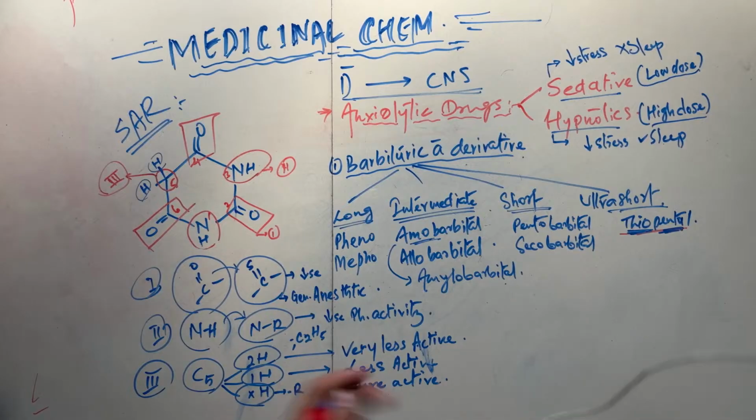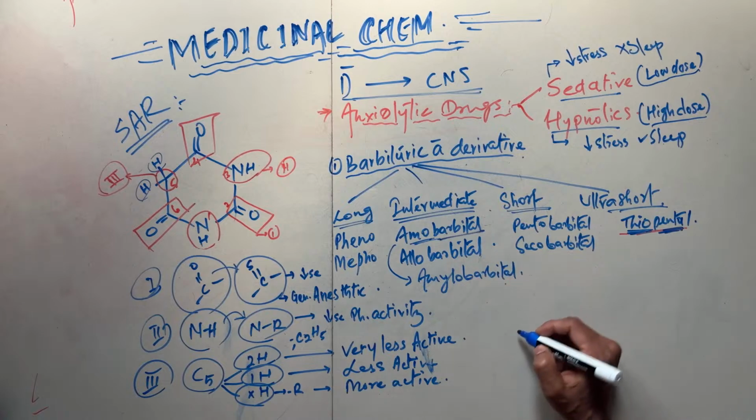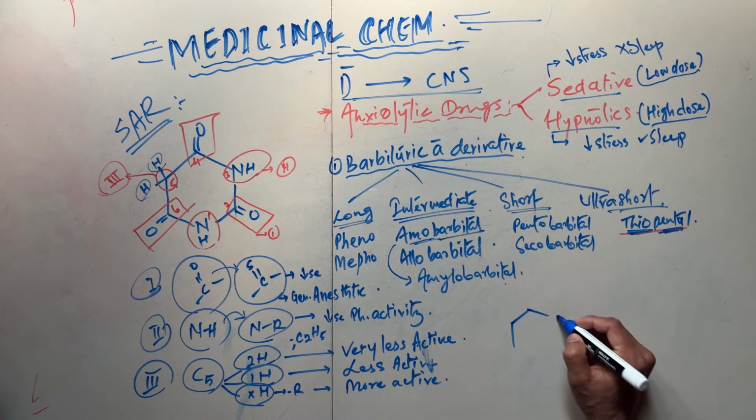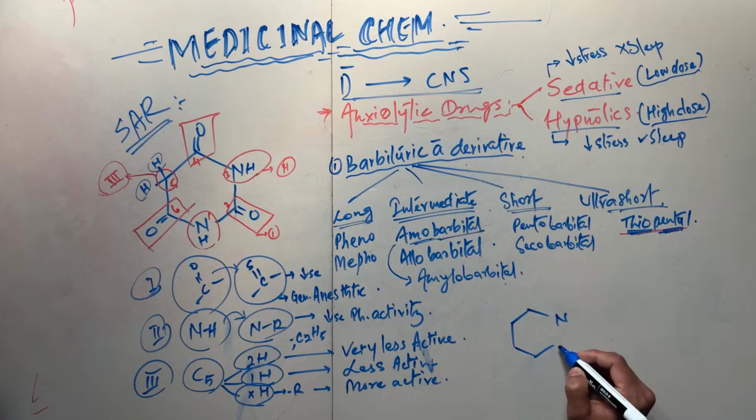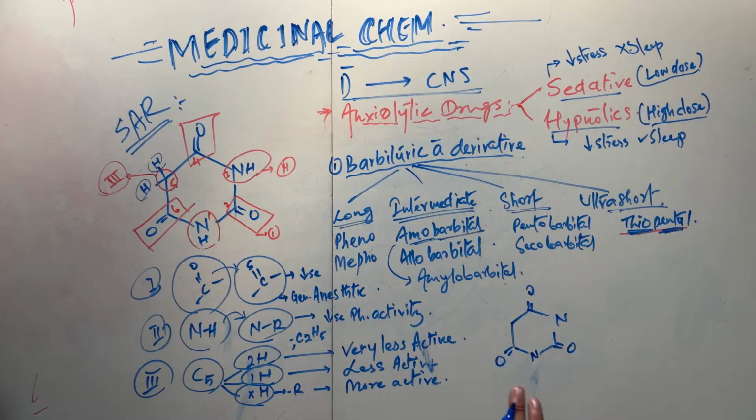Again I will tell you, see, it is also very simple. Barbital means, first of all you have to draw the barbituric acid structure. So this is barbital, right? Yes or no? Here one nitrogen is there. Yes or no? This is 2 4 6 trioxo barbituric acid. Yes or no? Yes. Now what will happen?